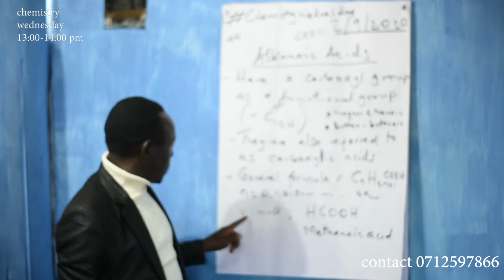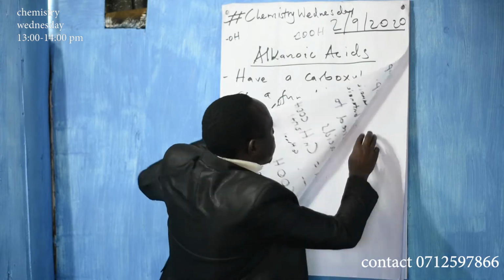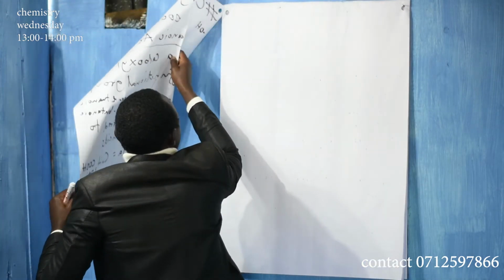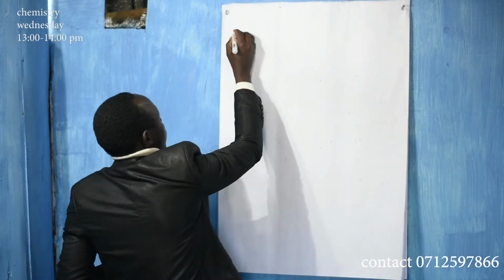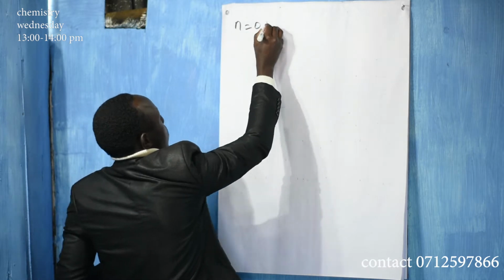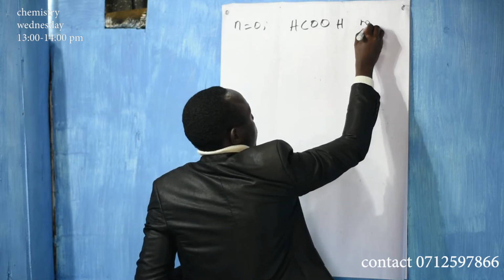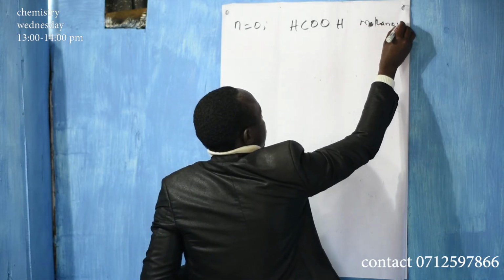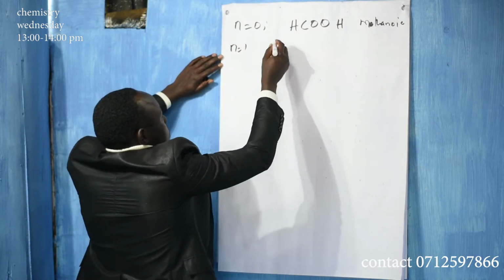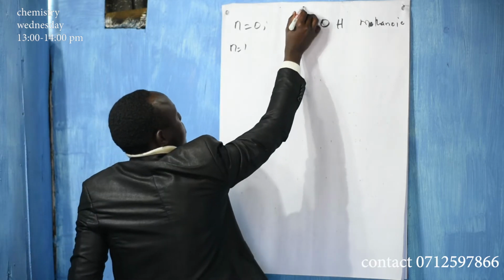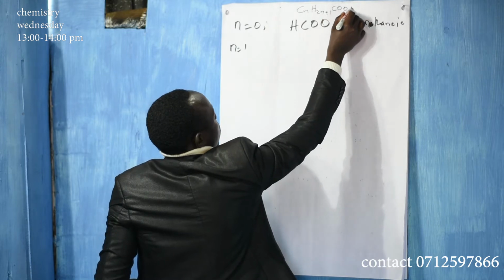So the first member is n equal to 0. Now, to draw the formula of that, we have said if n is equal to 0, then you have HCOOH. This is called methanoic acid. If n is equal to 1, then the general formula is CnH2n+1 and then COOH.